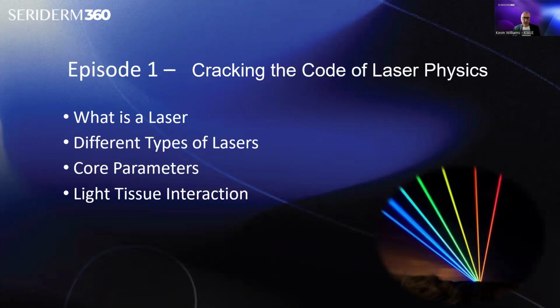So I say episode one, we break it down into two parts. And what we're going to cover over the two parts is understanding what a laser is, and the different types of laser. We're going to touch on IPL as well, because I think that's an important part. We're going to look at core parameters and light tissue interaction. As I said, we'll split that into two parts.